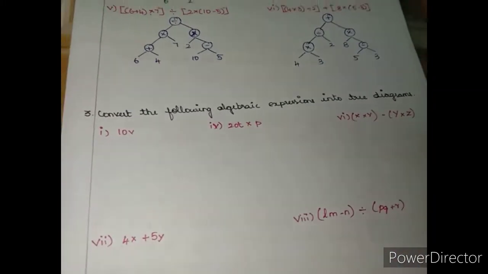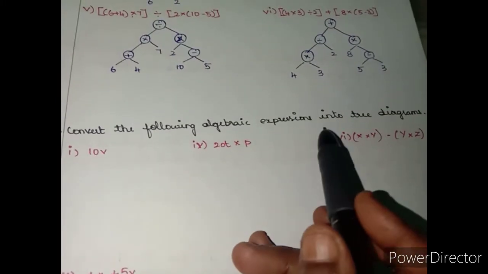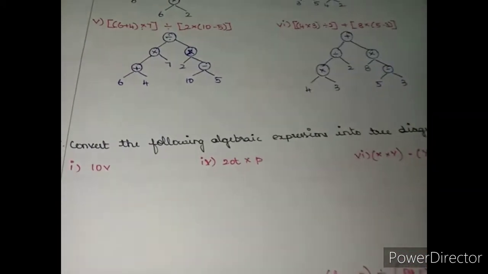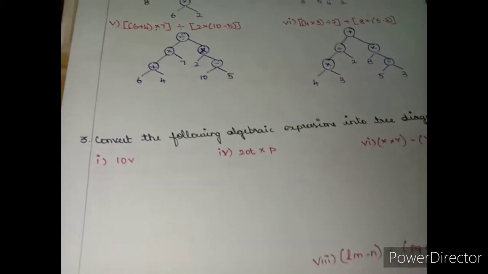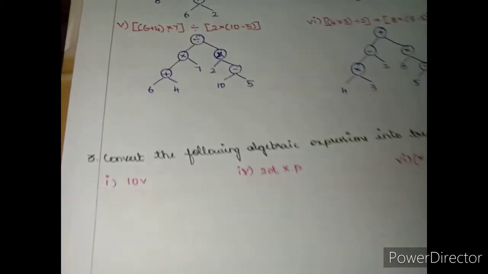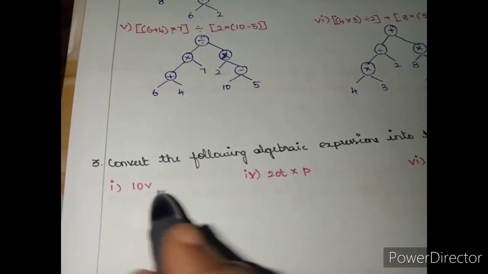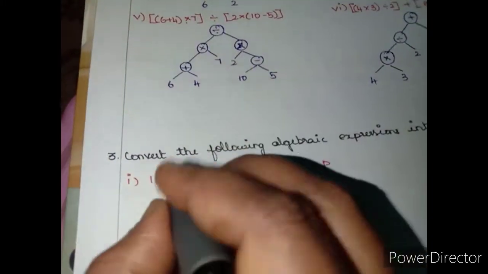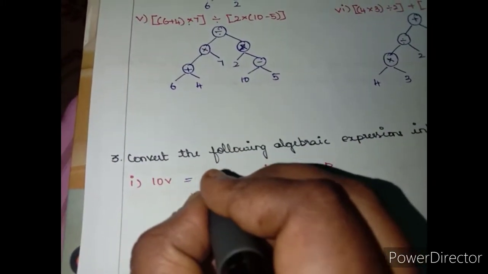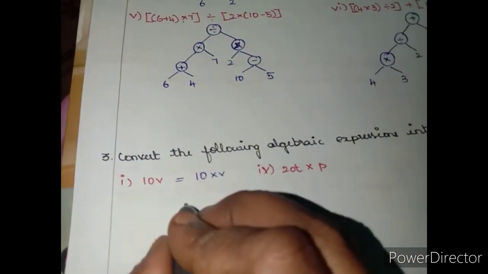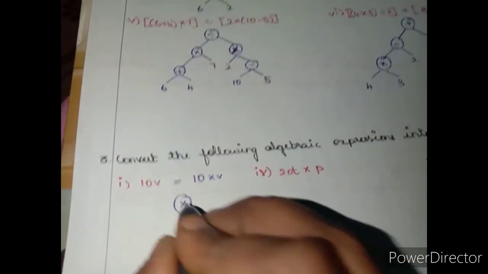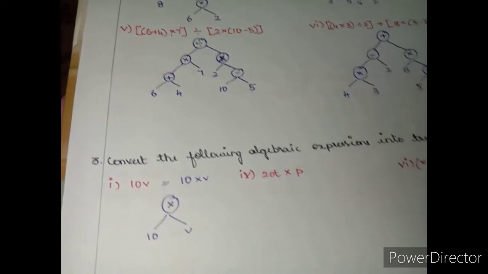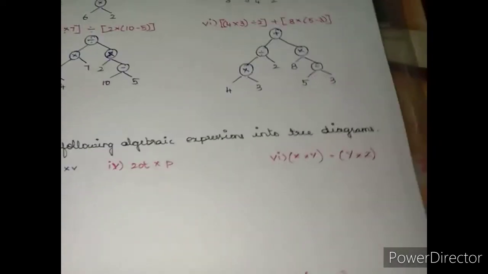See the third question. Convert the following algebraic expression into a tree diagram. So you know what is algebraic expression. It will be with alphabets. See here 10b. What is meant by 10b? 10 into b. It is nothing but 10 into b. So a simple one. Into, 10 and b. Okay. We'll go to the next question.